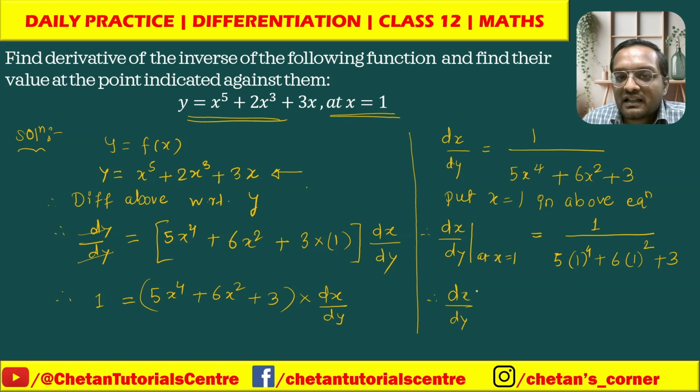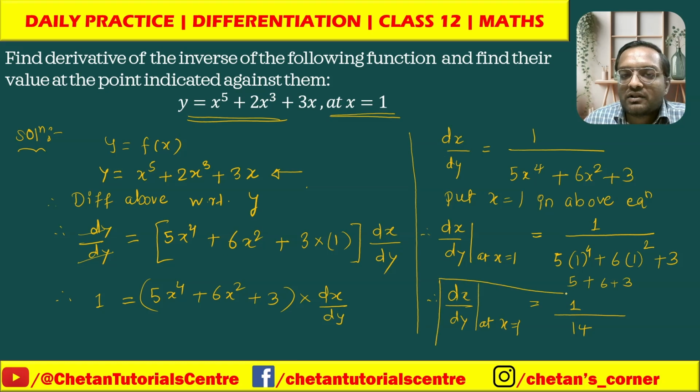On further simplifying, I will get dx by dy at x is equal to 1 is, this 5 into 1 raised to 4 will become 5, this 6 into 1 raised to 2 will become 6 and this 3 as it is. So what will I get? 6 plus 5 is equal to 11 and 11 plus 3 is equal to 14. So 1 upon 14 is the required answer for this question.